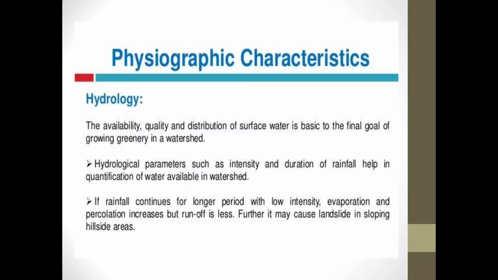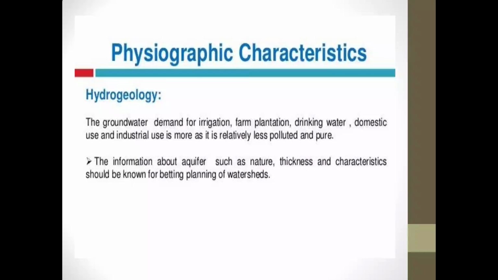There are different hydrological parameters such as the intensity as well as the duration of the rainfall that help in identification of the water available in the watershed area. If the rainfall continues for a longer period with a low intensity, evaporation and percolation increase but the runoff is very less. Further, it may cause landslides in sloping hillside areas. Then next one is hydrogeology. It is one of the important physiographic characteristics. The groundwater demand for irrigation, farm plantation, drinking water, domestic use and industrial use is more, as it is relatively less polluted as well as pure.